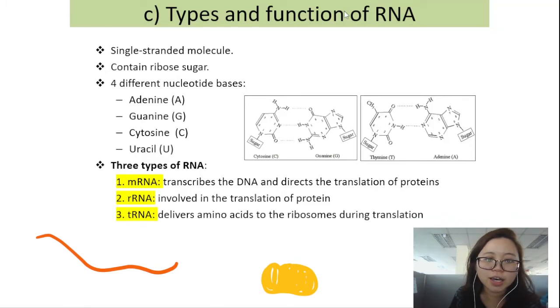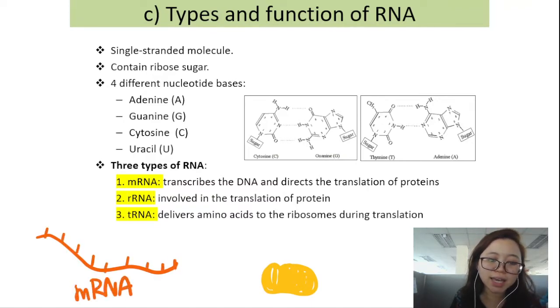Moving on, we talk about the types and the function of RNA. RNA is ribonucleic acid. They are single-stranded molecules. The sugar is ribose sugar. And they use 4 different nucleotide bases, which are adenine, guanine, cytosine, and uracil. There are 3 types of RNA, which is mRNA, rRNA, and tRNA.